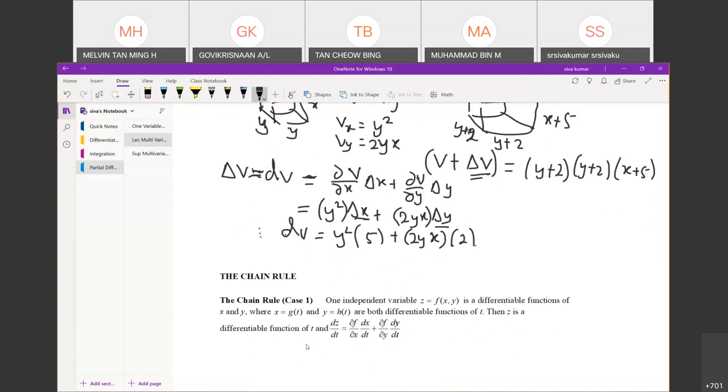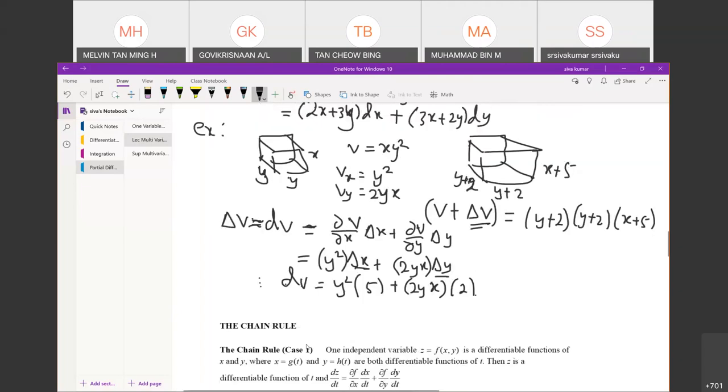Now, if I give any value to y and x, you can calculate and give me the results. You see I already made a change here. del x is 5 and the small change is 2. Then I give any value to y and x. Now you can calculate, you can tell the dv already. That means it's a del v, approximate.